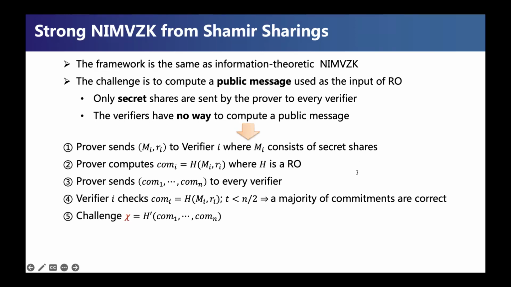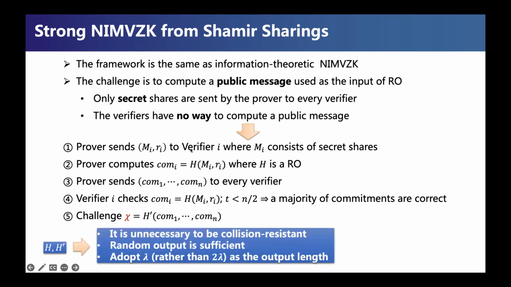Suppose the prover sends M_I and R_I to verifier I. Here, M_I consists of secret shares. To solve the challenge, we let the prover compute COM_I equal to H(M_I, R_I) and send COM_1 to COM_N to every verifier. Here, H is the commitment hash, and R_I is the randomness. Verifier I checks correctness of COM_I. Because T is less than N/2, a majority of commitments are correct. Finally, the verifiers compute the challenge equal to H prime of COM_1 to COM_N.